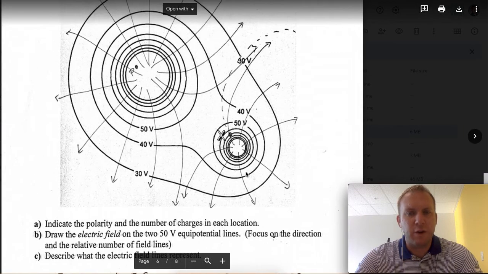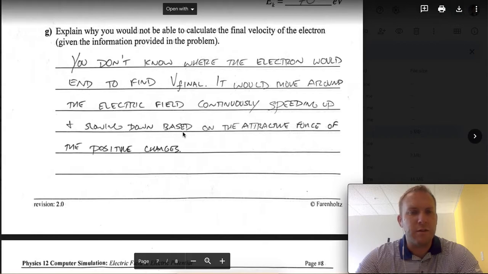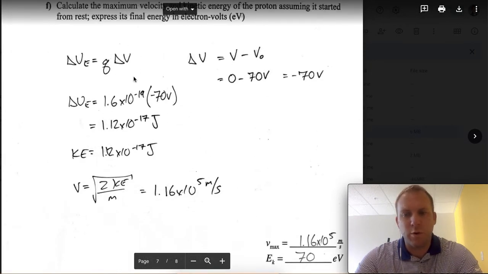Well, the electron wouldn't move away. If it started here, it would be attracted and it might move all around. So what I said was you don't know where the electron would end to find the final voltage. It would move around the electric field continuously, either speeding up or slowing down based on the attractive or repelling forces of the charges, and so we wouldn't really know where it ends, so we couldn't do this because we don't know a change in voltage.